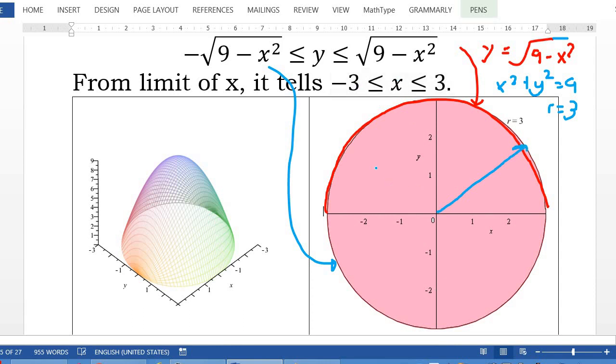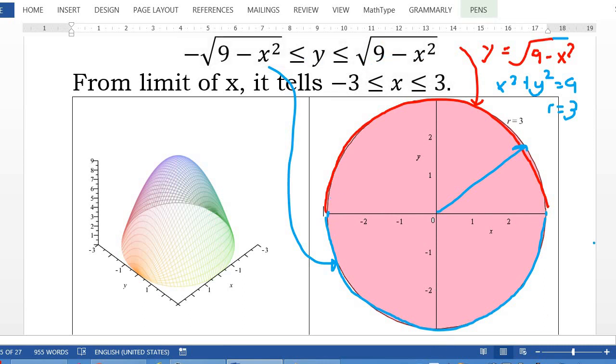The limit for x tells you x from negative 3 up to positive 3. Hence, this is a full circle. If they give you, let's say, a limit of x from 0 to 3, then your area is only in the first quadrant, so theta from 0 to pi over 2. For y, the bottom curve is y equal to negative root of 9 minus x squared, and the top curve is y equal to root of 9 minus x squared.